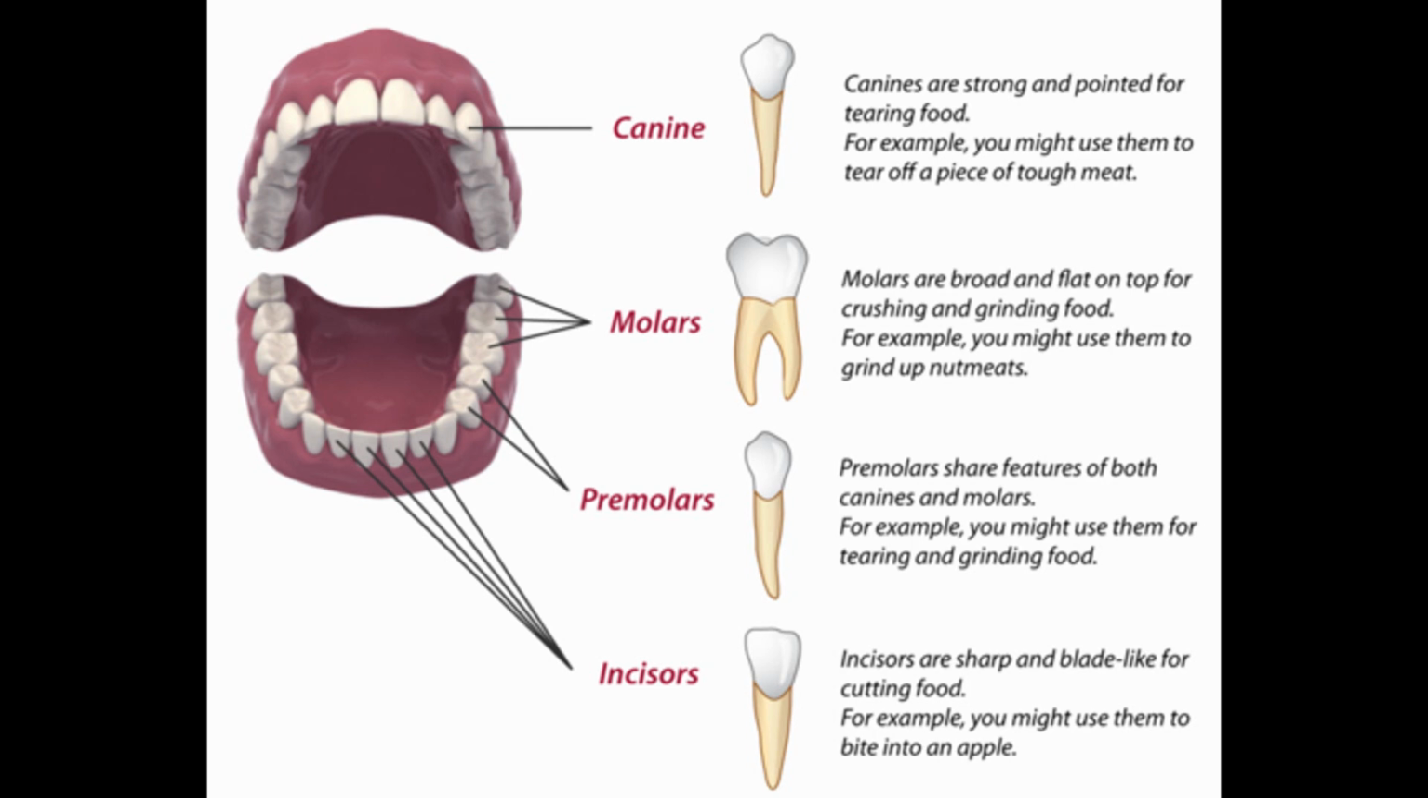Then premolars. Premolars share features of both canines and molars. For example, you might use them for tearing and grinding food. Then the incisors. Incisors are sharp and blade-like for cutting food. For example, you might use them to bite into an apple.